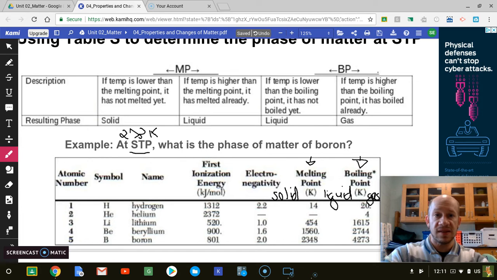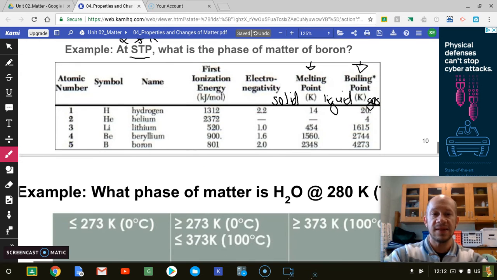If you look at this description here, the melting point would be this line here. If my temperature is lower than the melting point, it has not melted yet. Therefore, it's a solid. This here would be my boiling point. If the temperature is higher than the melting point, it has melted already. If the temperature is lower than the boiling point, it has not yet boiled. Therefore, that would make it a liquid. If the temperature is higher than the boiling point, it has boiled already. That would make it a gas. So that's how we use Table S to determine the phase of matter at STP.